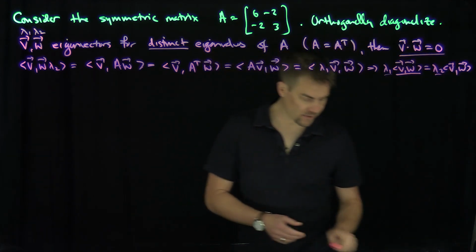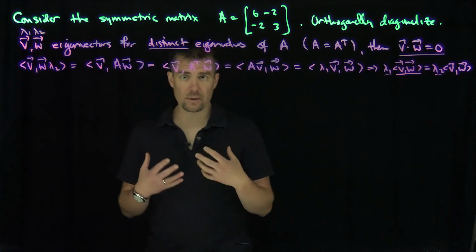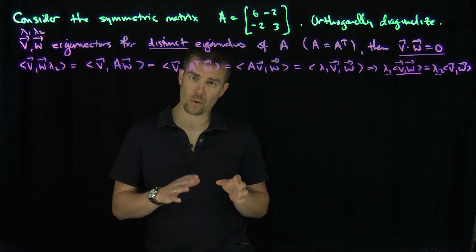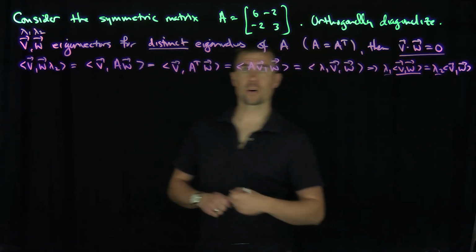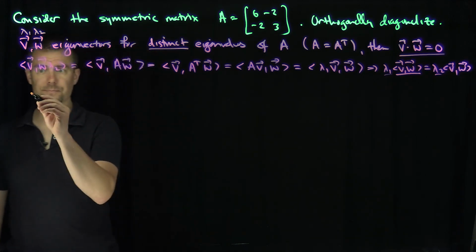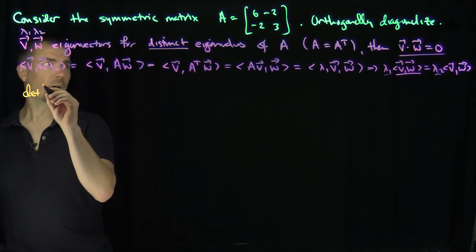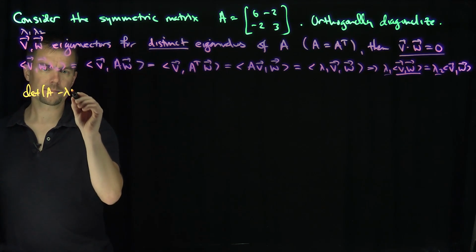Great. Since they're orthogonal, I know that the eigenvector matrix is going to be an orthogonal matrix, so I want to normalize in the right way so we get the right transposes. So let's solve the eigenvalue problem for this matrix. I'm going to look at the determinant of A minus lambda identity equals 0.